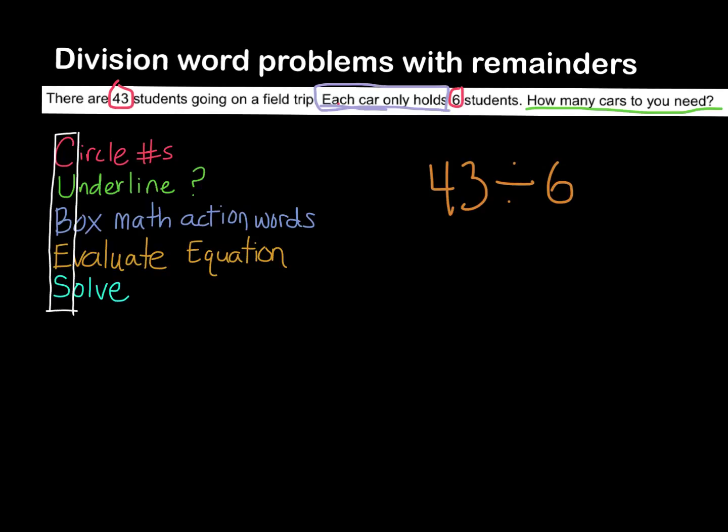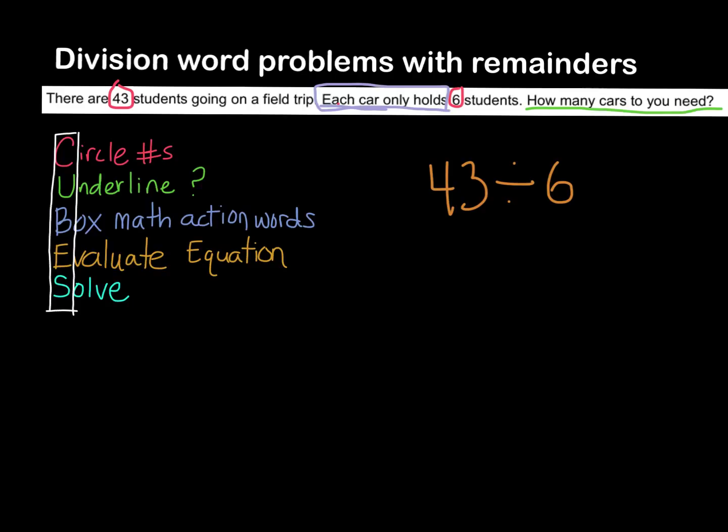This first problem: there are 43 students going on a field trip. Each car only holds 6 students. How many cars do you need? I've gone ahead and followed my cubes methods, where I have circled my numbers or number words, underlined the question, boxed in my math action words, and evaluated an equation. The only thing I haven't done is solve. I've already evaluated the equation, and I'm ready to solve now.